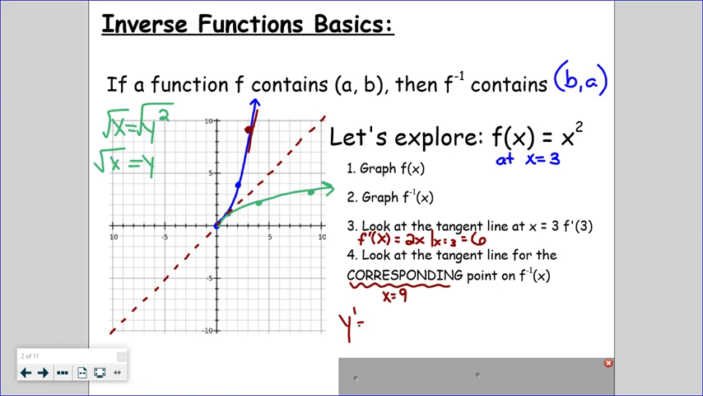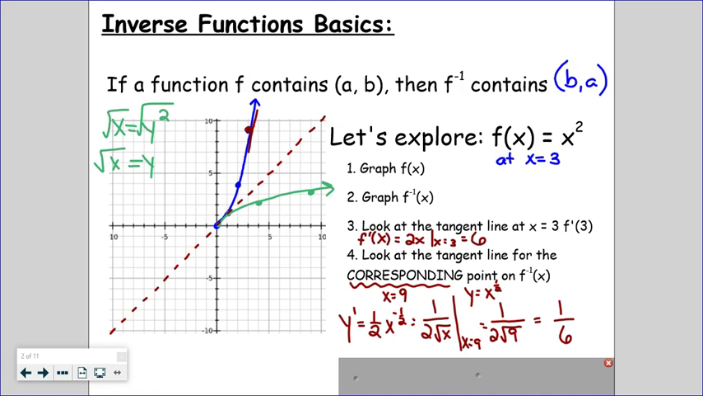And if I look at y prime, I'm going to rewrite it here as x to the 1/2. I would get 1/2 x to the negative 1/2, which would simplify into 1 over 2 square root of x. Good. And evaluating that at x equals 9, because that's the corresponding point in our inverse, I would get 1 over 2 square root of 9, square root of 9 being 3, times 2 is 1/6.